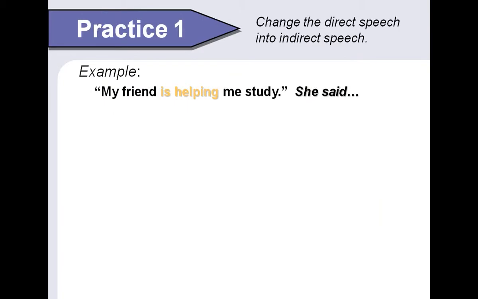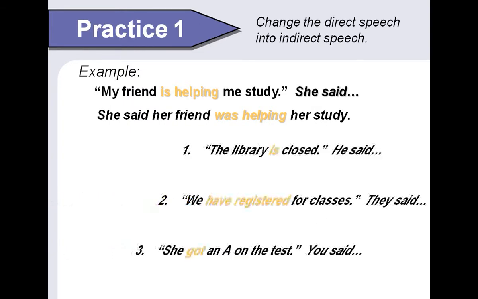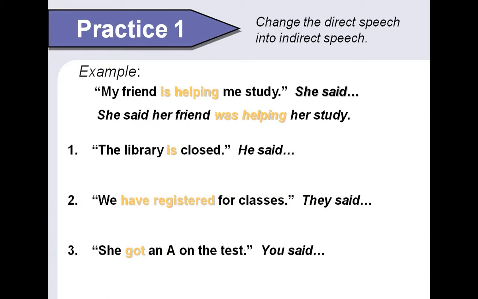Practice 1. Change the direct speech into indirect speech. Example: my friend is helping me study. Don't forget to change the pronouns as well as the verb tense. She said her friend was helping her study. The library is closed. He said the library was closed.